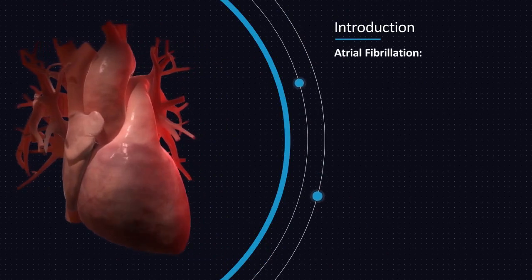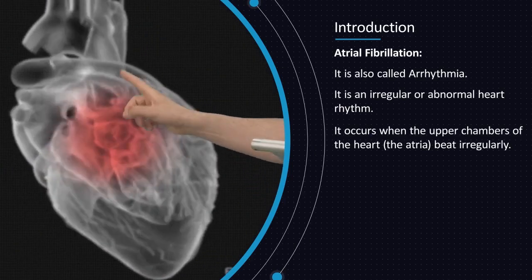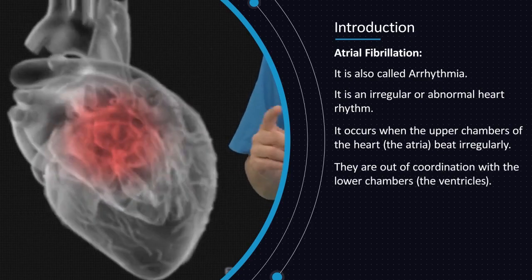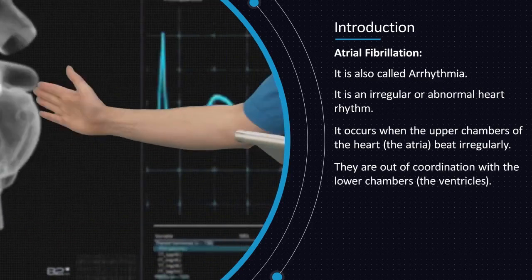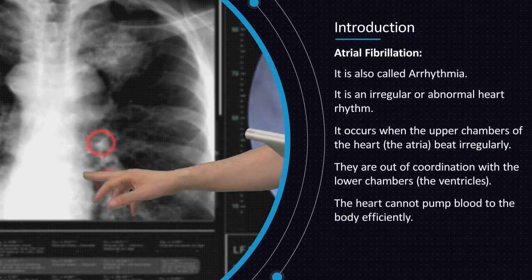Atrial fibrillation, also known as an arrhythmia, is an irregular or abnormal heart rhythm. It occurs when the heart's upper chambers, the atria, beat irregularly, out of coordination with the lower chambers, the ventricles. Resultingly, the heart cannot pump blood to the body efficiently.